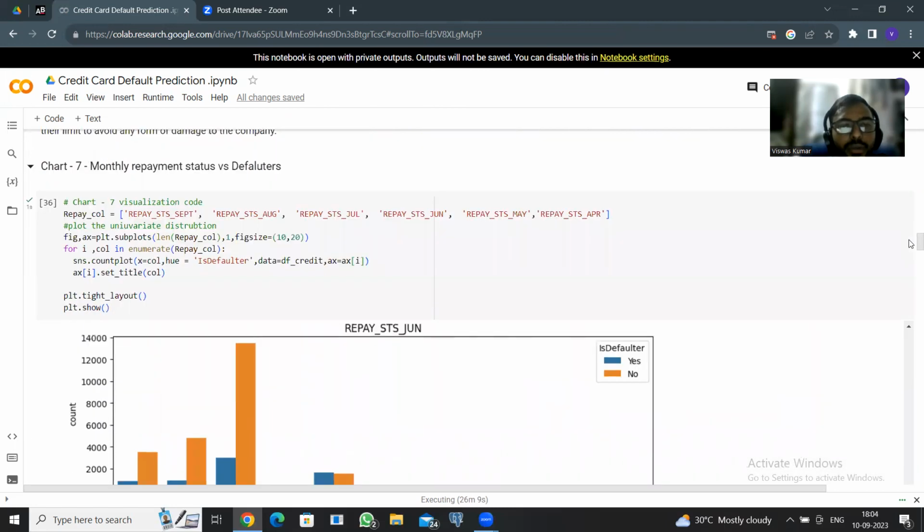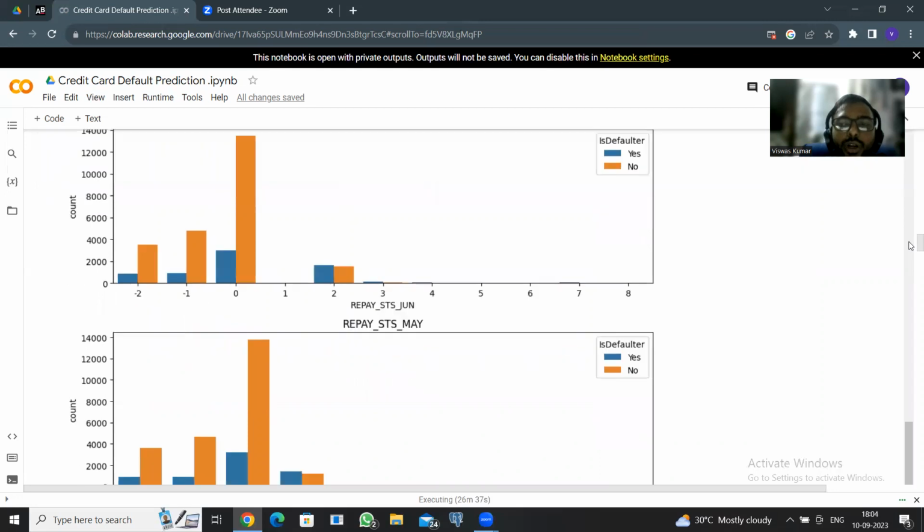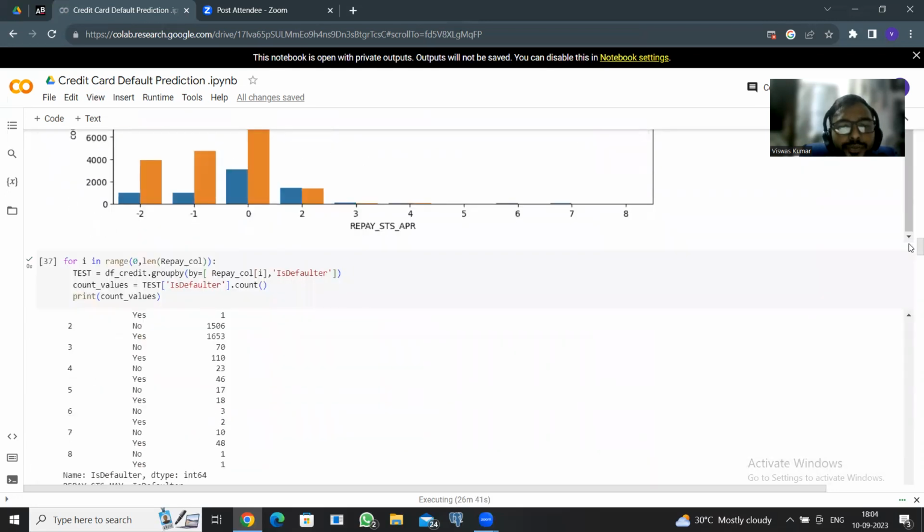So here is monthly repayment status. The monthly repayment status in June states that zero means they have paid the minimum due. So that is the status of the customers in the month of June. They have the highest defaulters, meaning they paid only the minimum amount of the bill. So they have left the interest. So they are likely to default again in the next month.